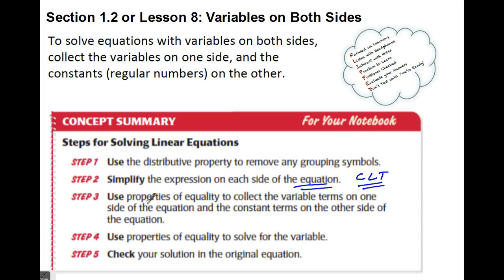From here, we're going to use the properties of equality. Those are the ones we brought up earlier in the lessons, where if you add on one side, you add on the other, subtract on one side, subtract on the other. Same thing with multiplication and division. Whatever you do on one side, you must do on the other side of the equation. Step 4, use properties of equality to solve for the variable. We'll talk about the easiest way to decide which side to solve for x. And then finally, check your solution in the original equation.